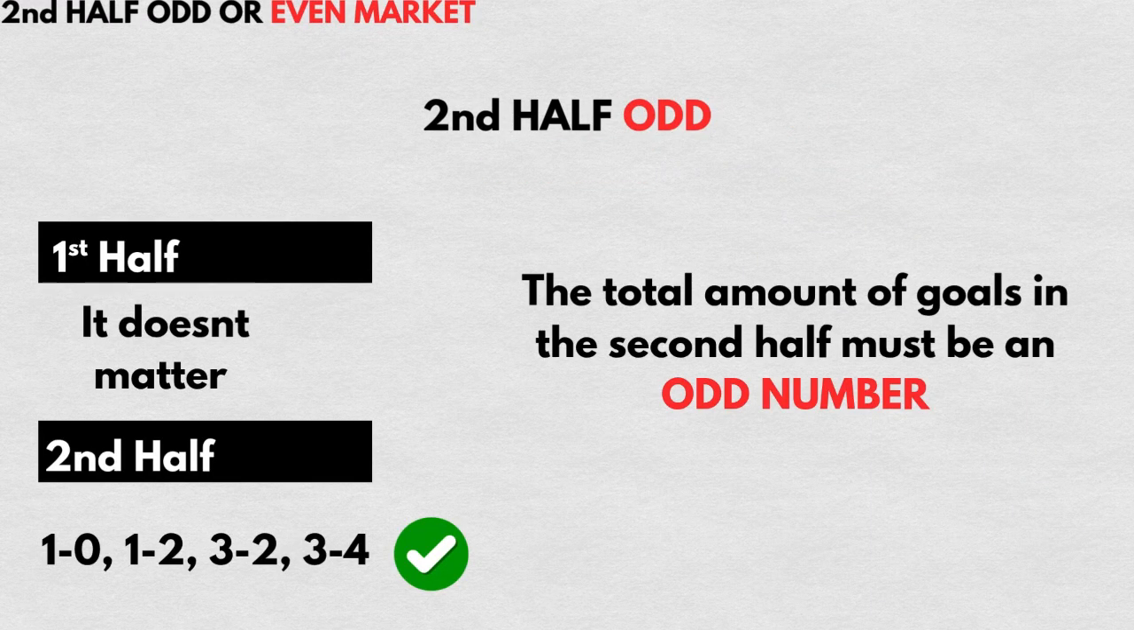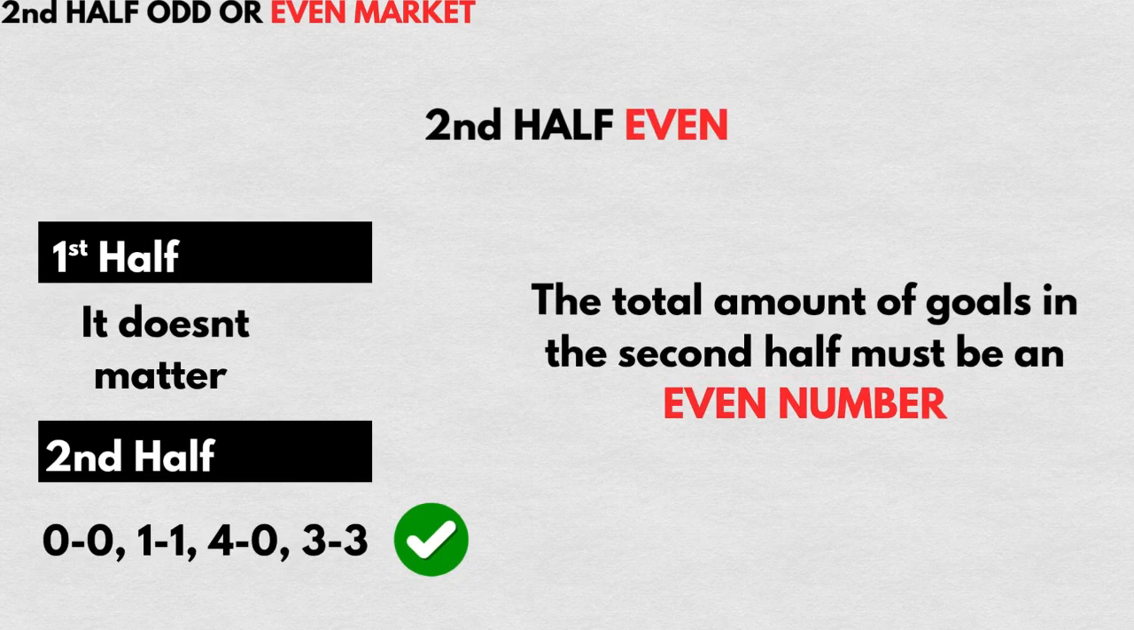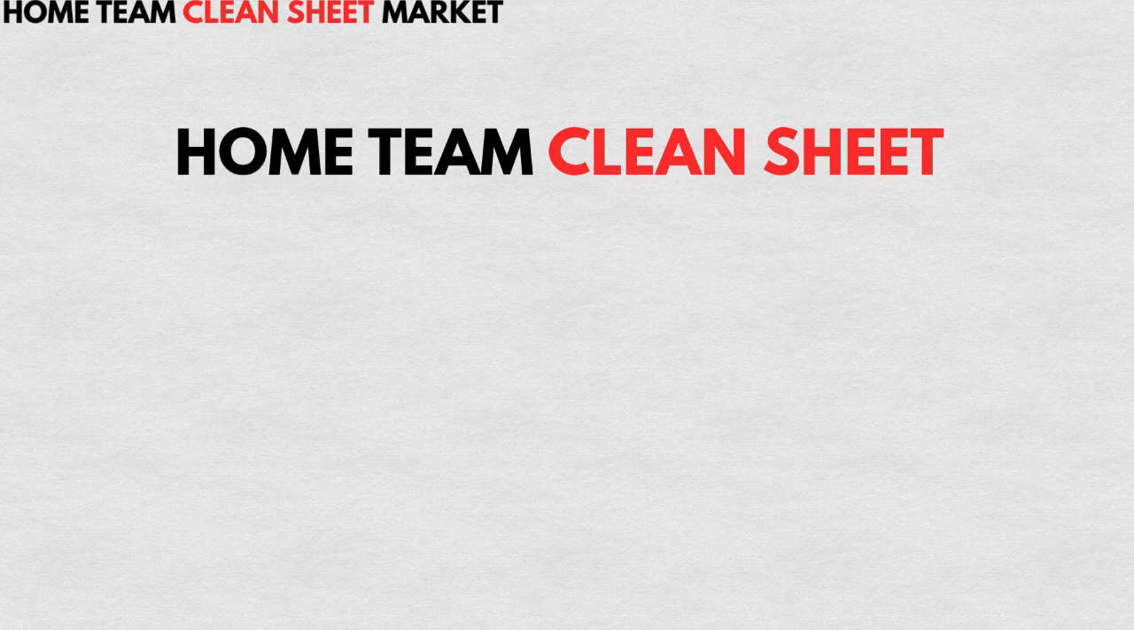If you pick odd, that means the total amount of goals in the second half must be an odd number, and if you pick even, that means the total amount of goals in the second half must be an even number. Home team clean sheet, yes or no.